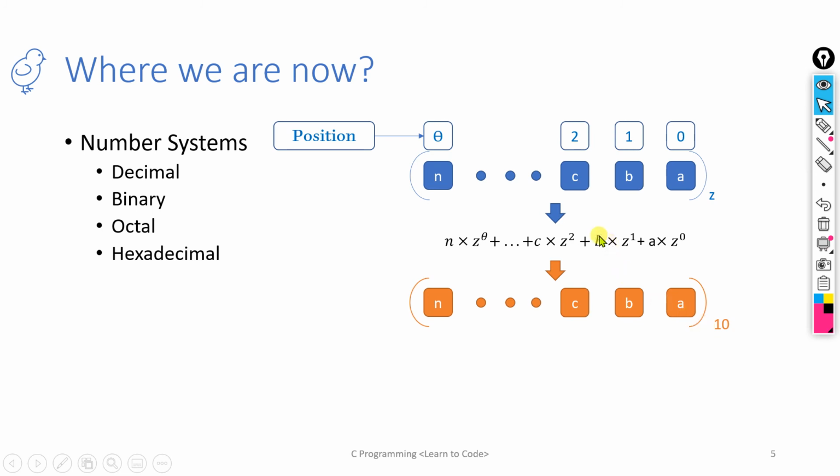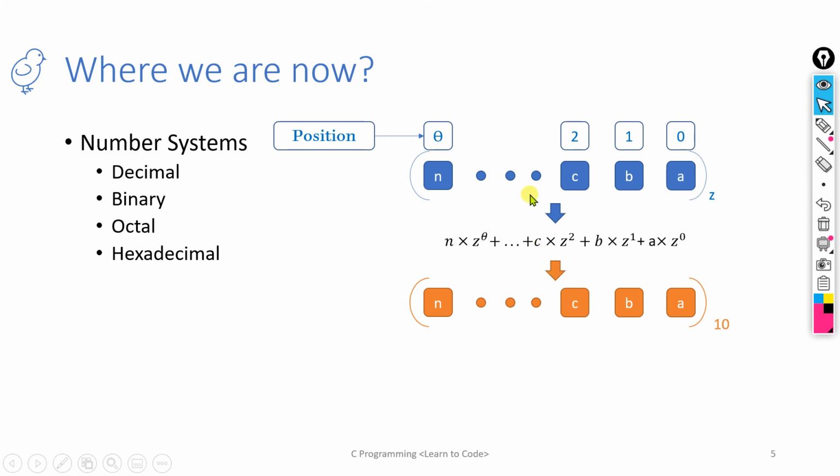That means in any number system, if a number is given to you, then if you perform this operation, whatever you get is the decimal equivalent of that number. We have already discussed this in the previous slides.